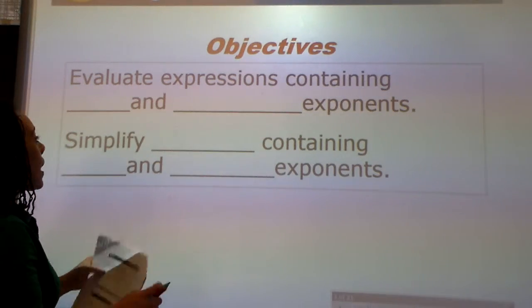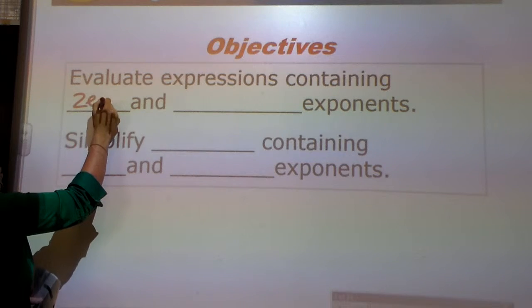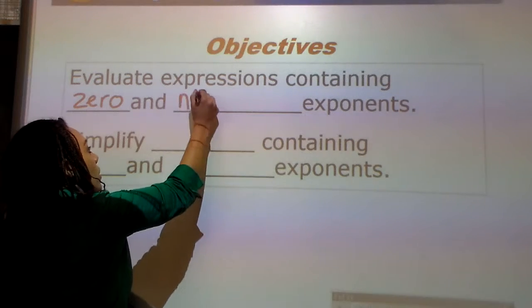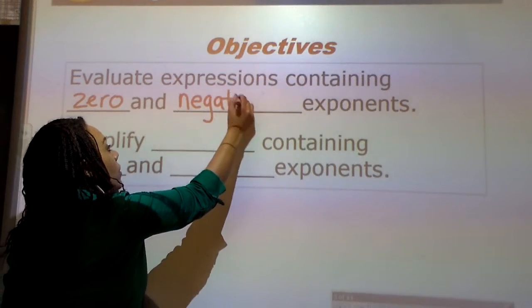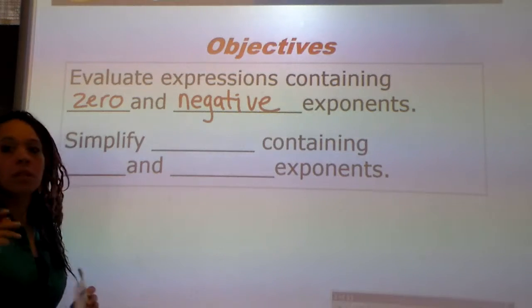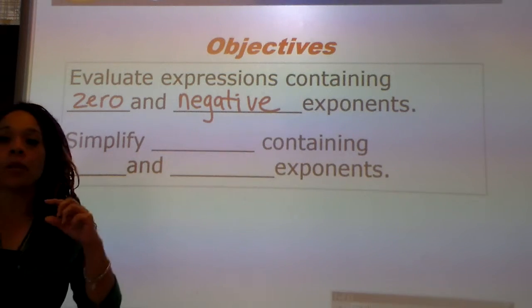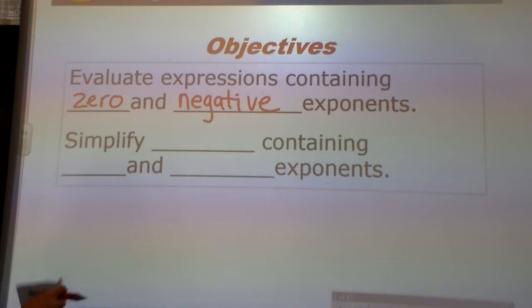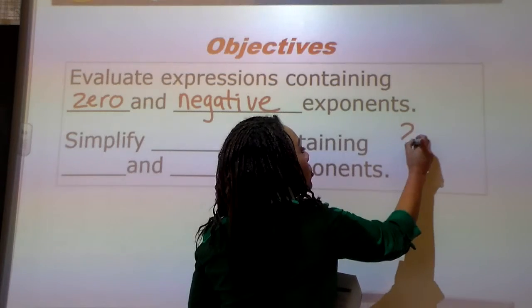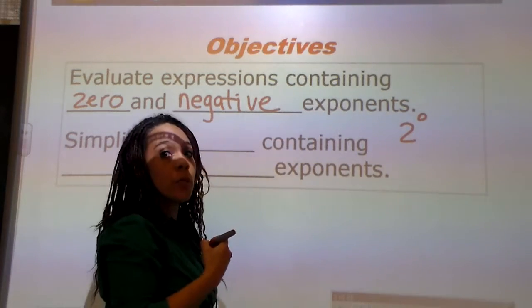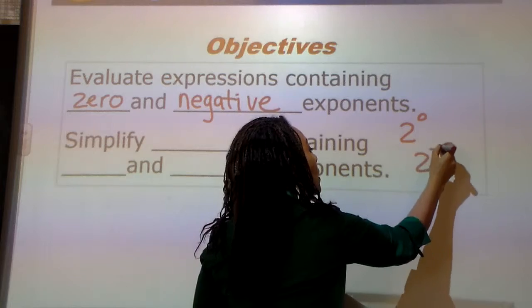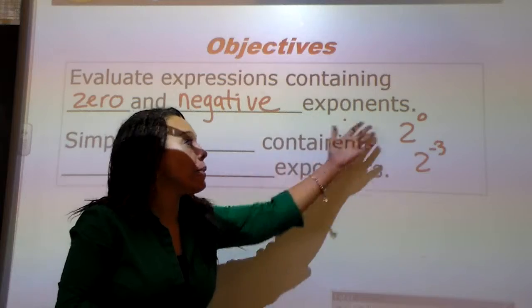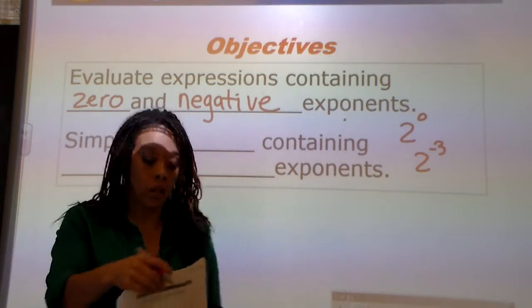We're doing expressions that contain 0, so you can fill in 0, and negative exponents. This is when you have an exponent of 0 or an exponent that is a negative number. For an example, you could have 2 to the 0, that's a 0 exponent. You could have 2 to the negative 3 power. That's a negative exponent. What happens when we see this case is what we are learning.